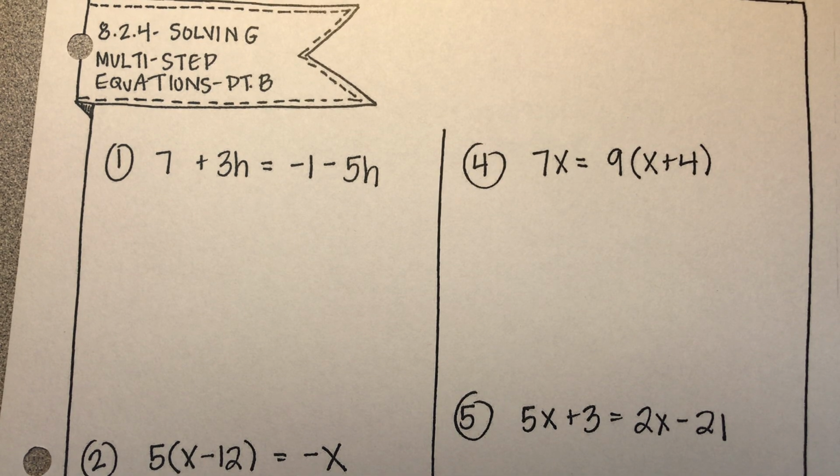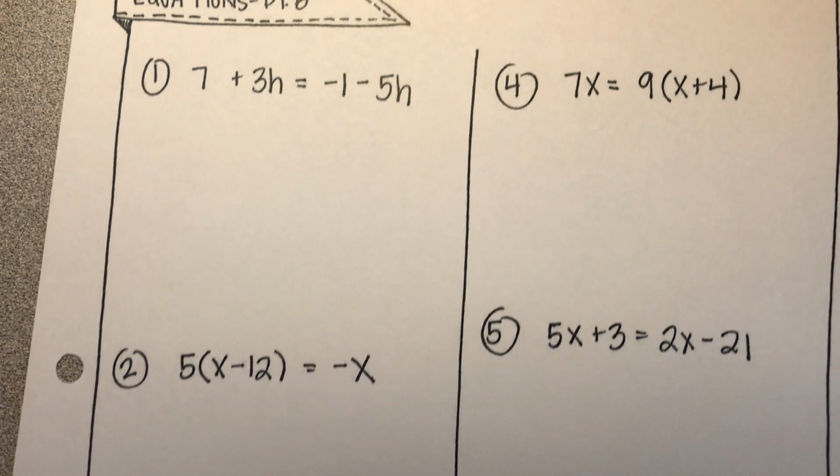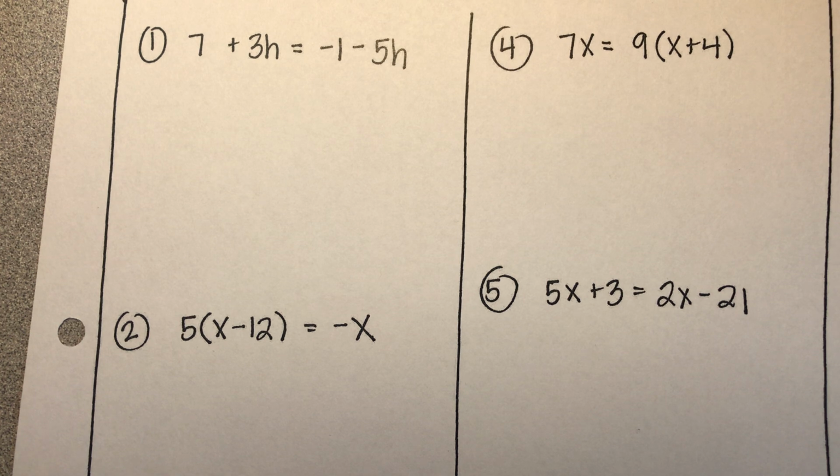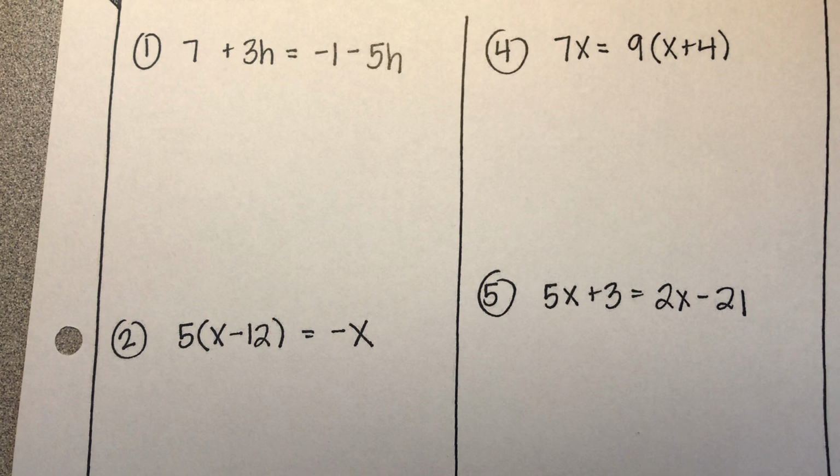Okay, we're going to keep going with multi-step equations, and today we're going to talk about when you have variables on both sides of the equal sign. Okay, variables on both sides of the equal sign. So if you look at number 1, what does it have on both sides of the equal sign? Variables. We only want to have a variable on one side, right? I don't want h's over here and over here because I'm trying to get it just to h equals something.